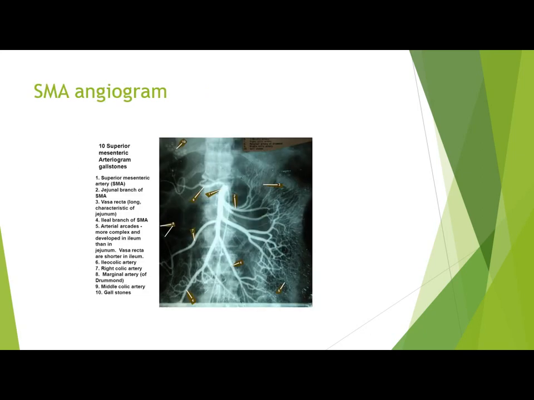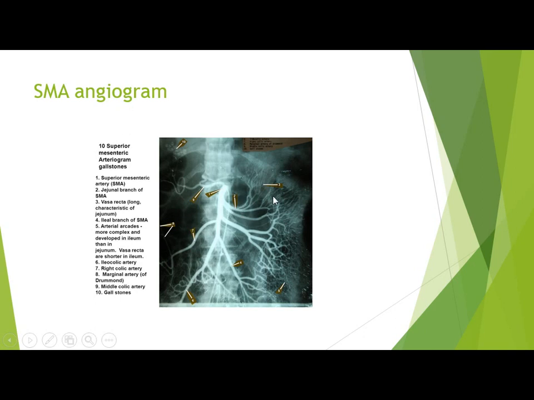Superior mesenteric artery angiogram. This is a selective superior mesenteric artery angiogram. I think you're familiar with this from last week. Good. This is the catheter in the abdominal aorta. And this is the superior mesenteric artery.